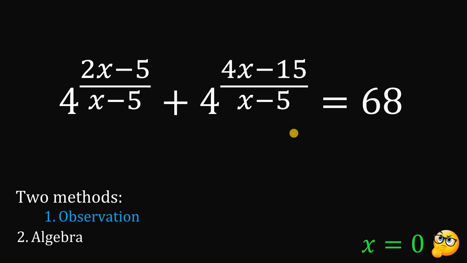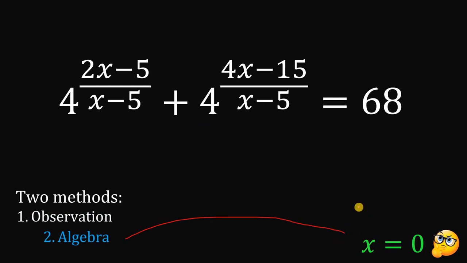So by observation, we cannot say that this is the only solution to this kind of question. So, that's the downside of the observation method. We cannot prove that x equals 0 is the only solution to this equation. So now, let's use algebra to answer this question. And let's prove that x equals 0 must be the only solution to this equation.